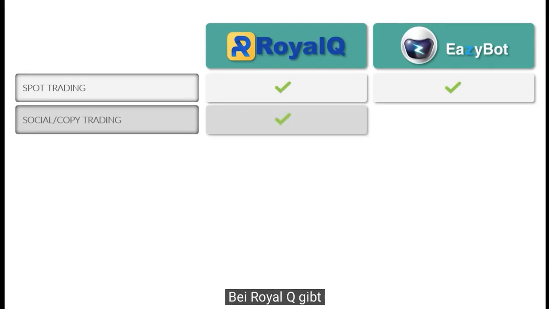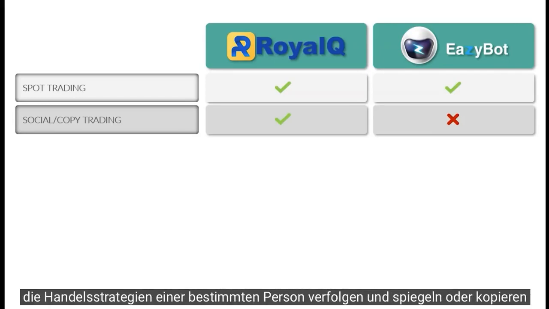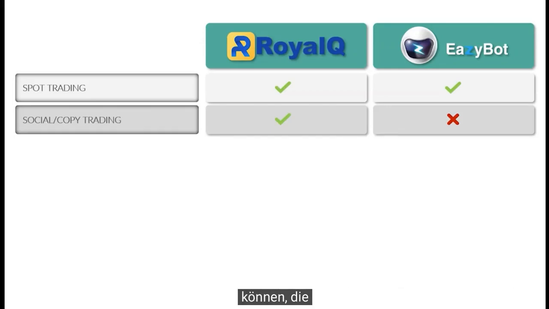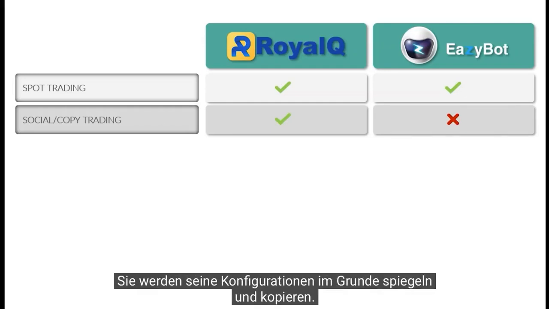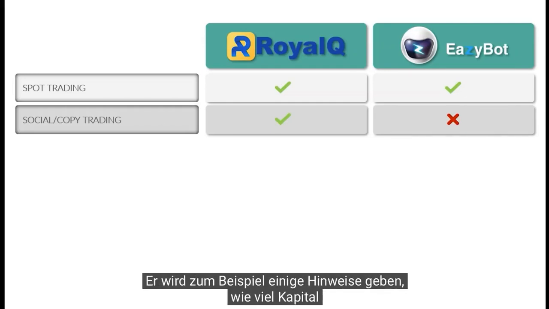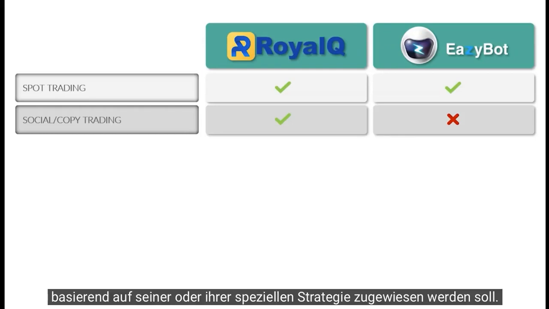The next thing to compare is whether or not there is social trading or copy trading available. There is with RoyalQ, however, it is not a feature with Eazybot. In case you're not aware, social trading is where you can follow and mirror or copy the trading strategies of a certain individual that perhaps has a certain proven historical trading performance.